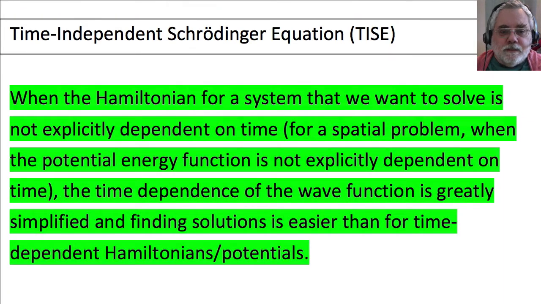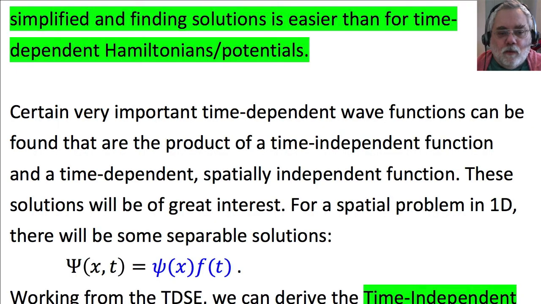When the Hamiltonian for a system that we want to solve is not explicitly dependent on time, so for a spatial problem, when the potential energy function is not explicitly dependent on time, then the time dependence of the wave function is greatly simplified, and finding solutions is easier than for time-dependent Hamiltonians or potentials. Certain very important time-dependent wave functions can be found that are the product of a time-independent function and a time-dependent, spatially independent function. These solutions will be of great interest.